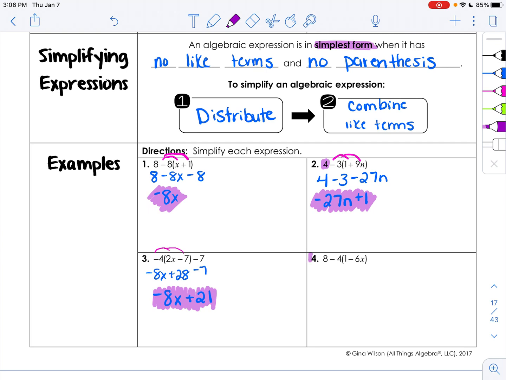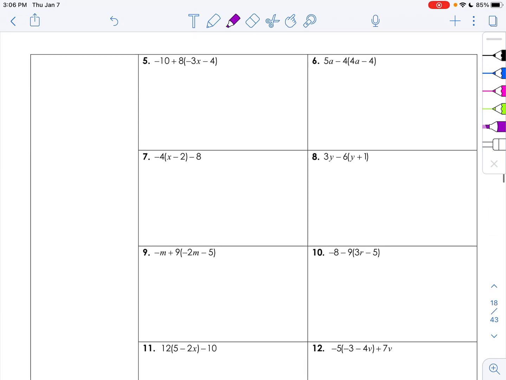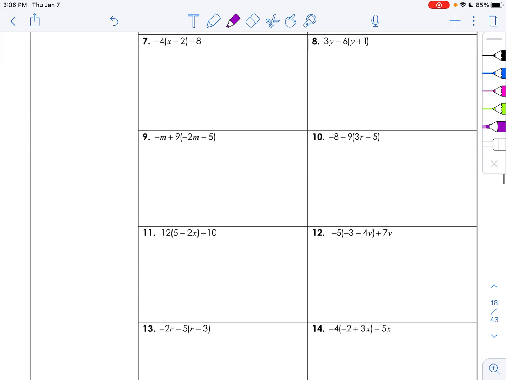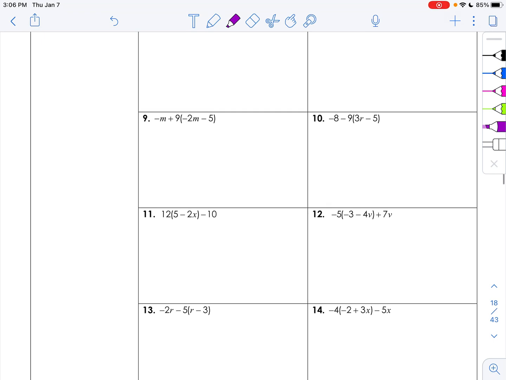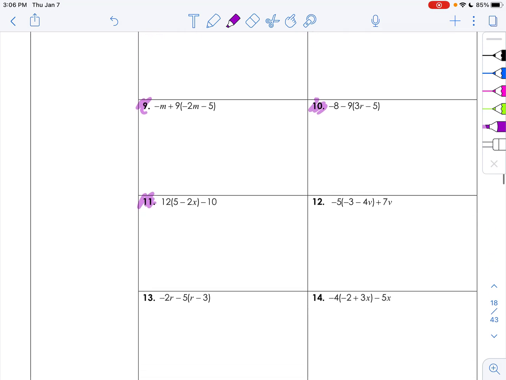Go ahead and highlight number 4. And let's take a look at the next page. On the next page, I want you to highlight number 5 through 11. And now let's take a look at number 12.